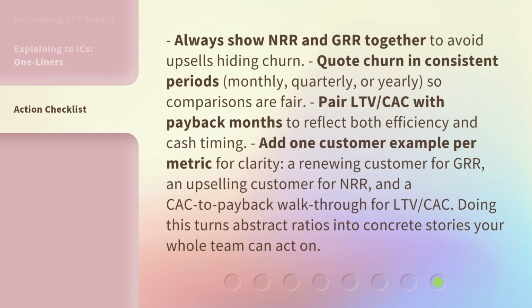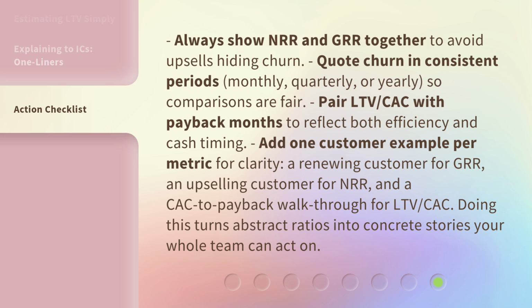Always show NRR and GRR together to avoid upsells hiding churn. Quote churn in consistent periods, monthly, quarterly, or yearly, so comparisons are fair. Pair LTV/CAC with payback months to reflect both efficiency and cash timing.